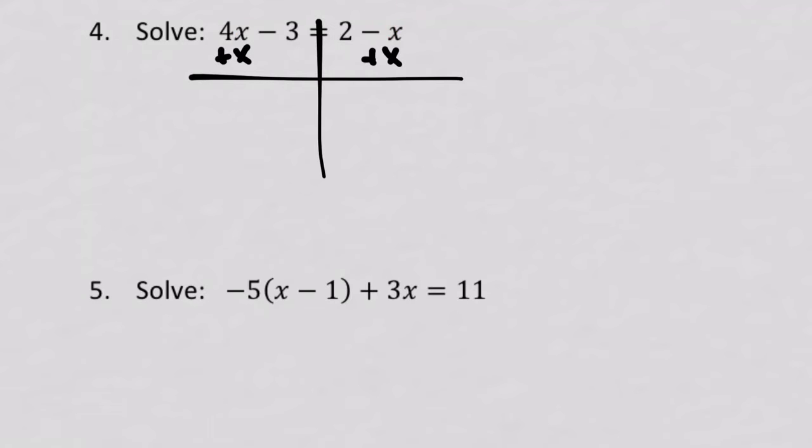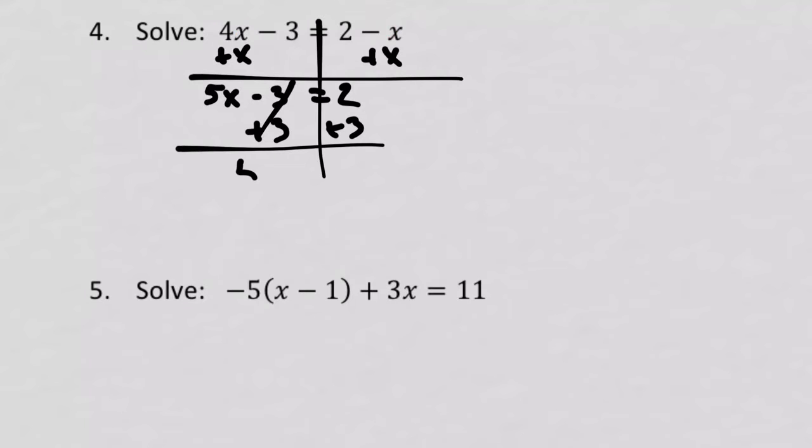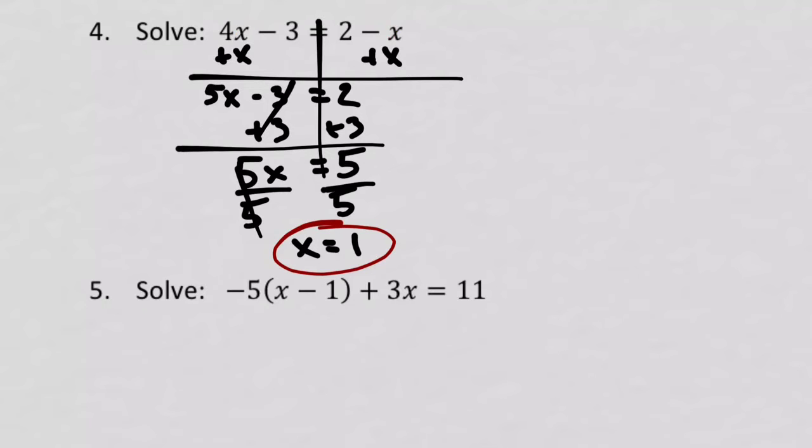And so on the left side, I'm going to get 5x minus 3 equals 2. Much simpler equation now. All I have to do is isolate the x by kicking out the 3. I'm going to add 3 first. Add 3 to get 5. 5x equals 5 again. And then divide by 5. Divide by 5. And so I get x equals 1. And that is your final answer.